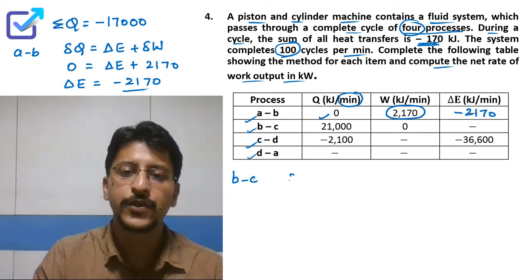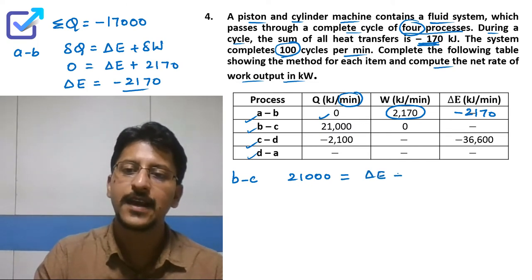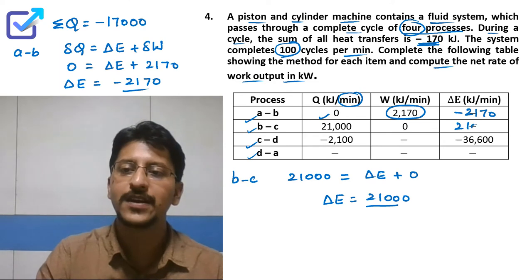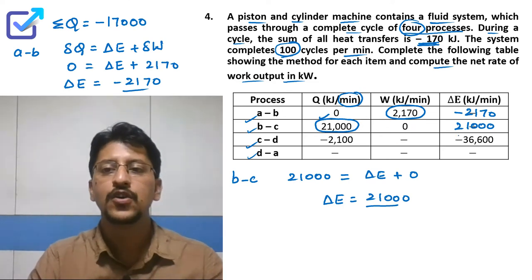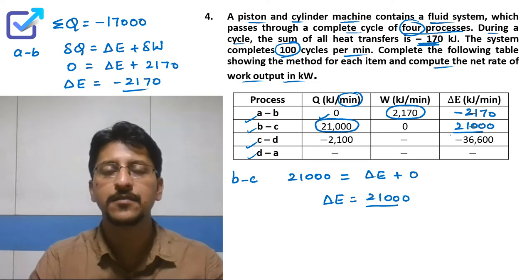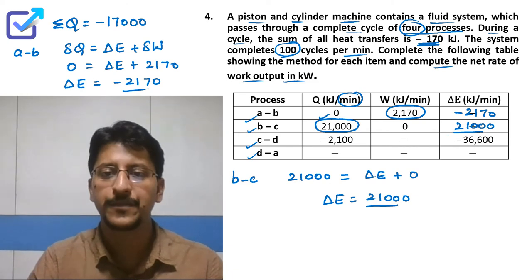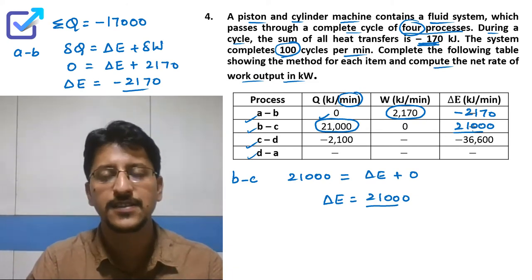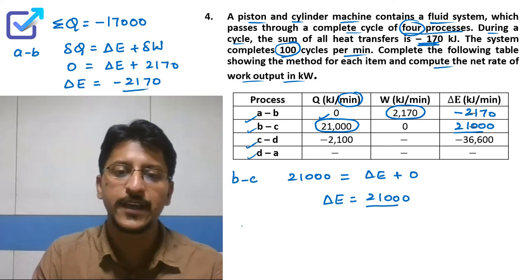Then we come to process B to C. It says delta Q is equal to delta E, that again we have to find out, plus del W, and that is zero. So for this process, we get the value of delta E as 21,000. Okay. Now what is happening? This is positive. That means this much heat is being added to the system. And since there is no work transfer involved, whatever heat we provide to the system gets stored in the form of internal energy or the total energy of the system. Clear? That's why the internal energy or the total energy of the system is increasing. Clear? Now come to another process, that is process C to D.